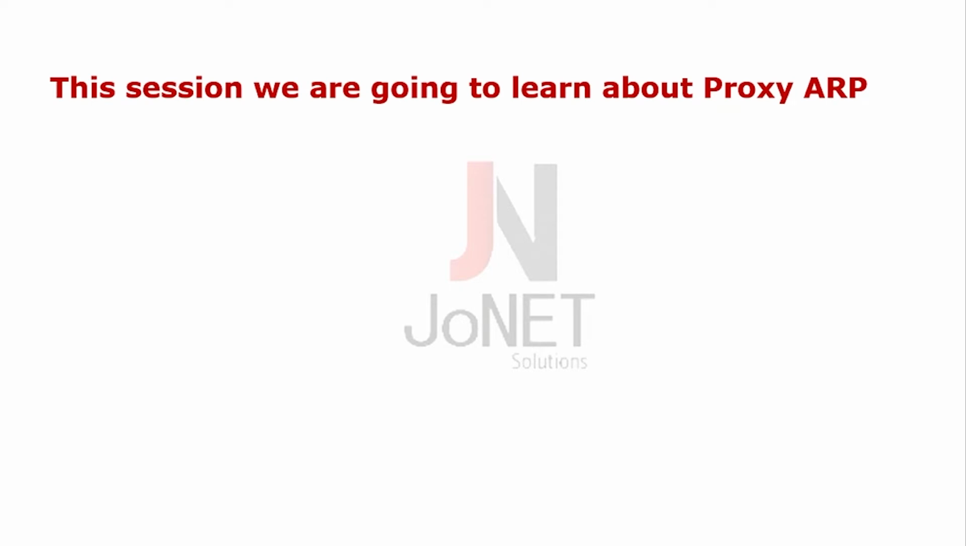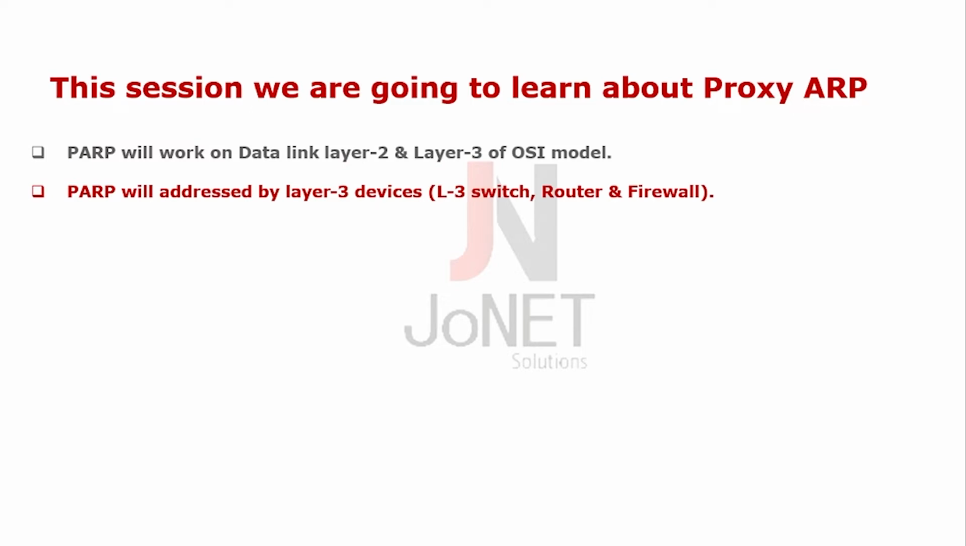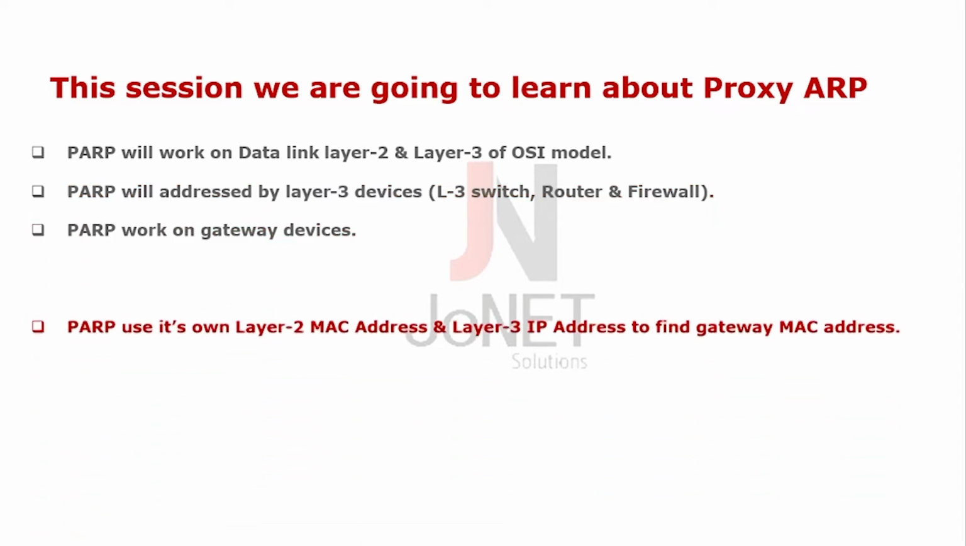So in this session we are going to learn about the proxy ARP, that is PR. So ARP, PR will work on the data link layer, that is layer 2, as well as layer 3, that is network layer of OSI reference model. PR will addressed by layer 3 device like L3 switches, router and firewall. PR work on the gateway devices.